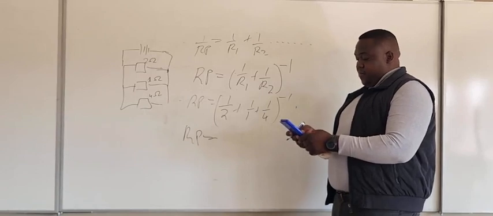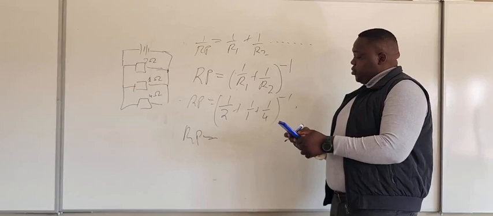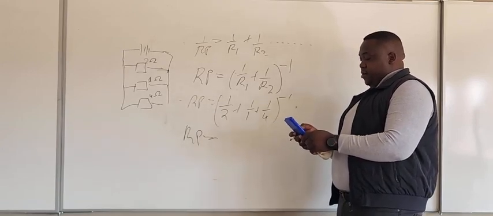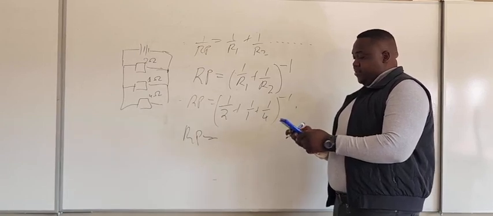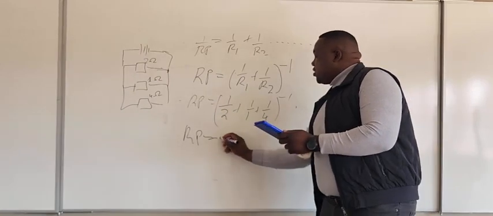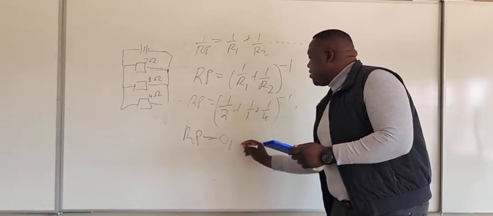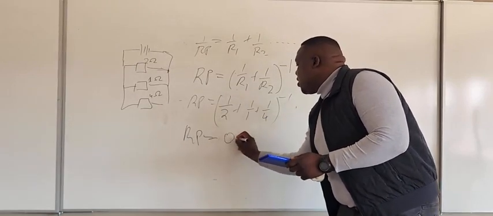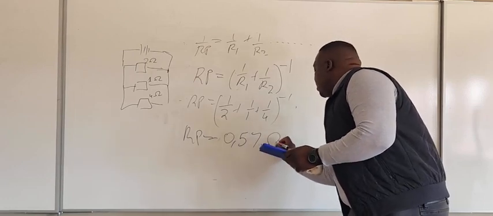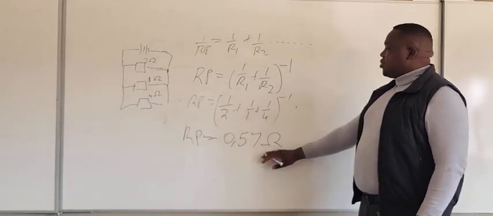We're going to have 1 over 2 plus 1 over 1, which gives 1, plus 1 over 4, all to the power negative 1, which will give us 0.57. This is 0.57 ohms, because ohm is the SI unit of resistance. So this is what we get.